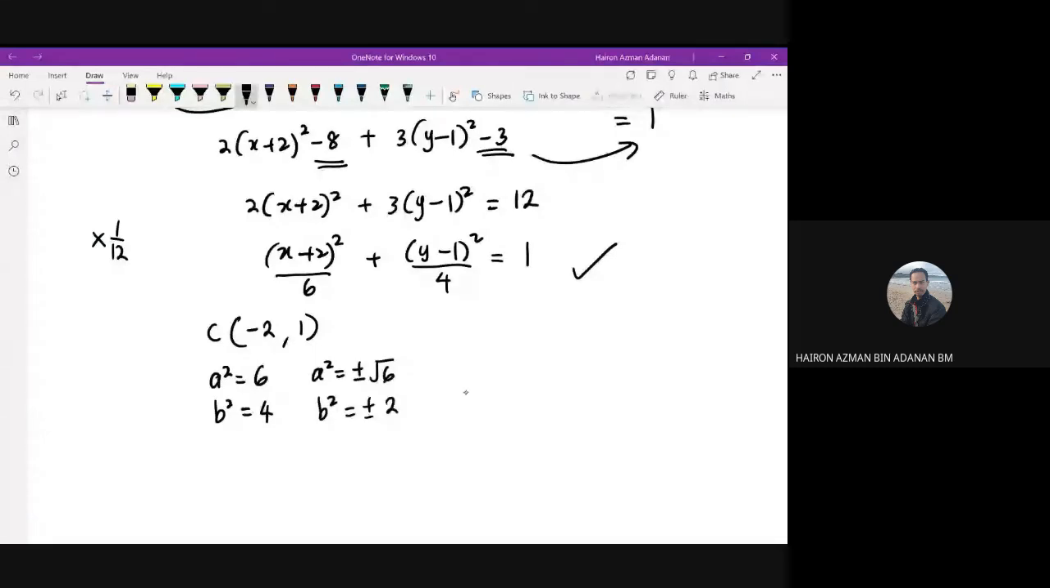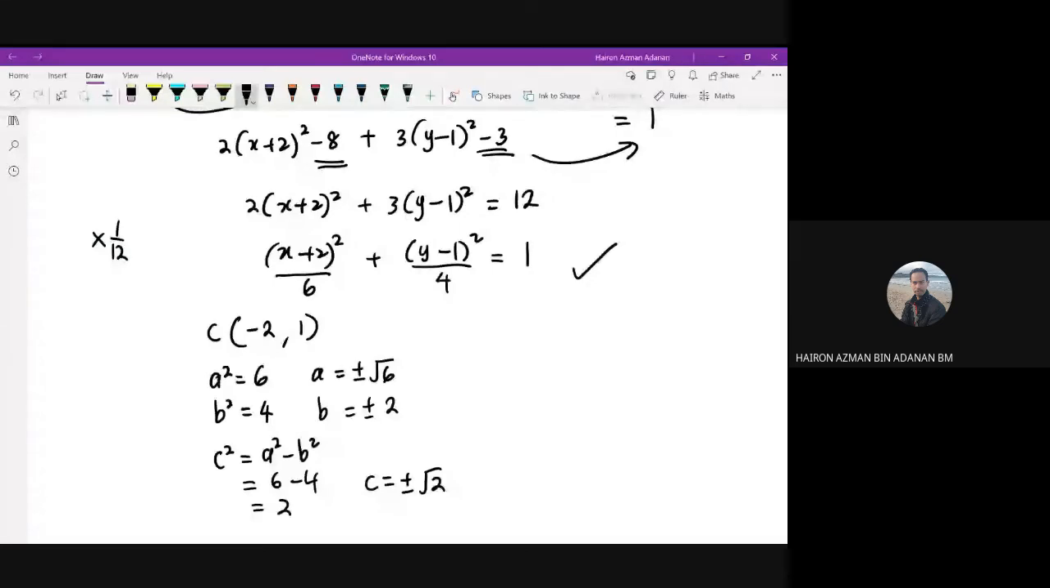How about c squared? Which one is bigger? A. C squared equals a squared minus b squared. So a is 6 minus 4, so you will get 2. So c squared equal to 2, c equal to plus minus square root 2. Okay, a squared equal to 6, a equal to plus minus square root 6. B squared equal to 4, b equal to plus minus 2. C squared equal to 2, so c equal to plus minus square root 2. Okay, done.